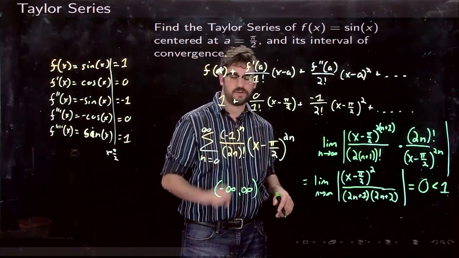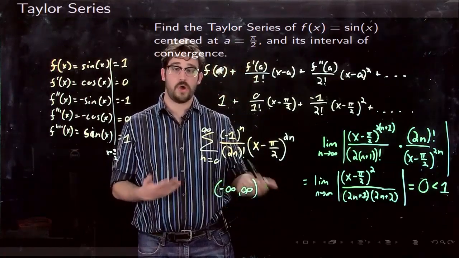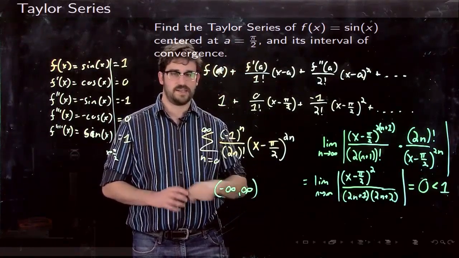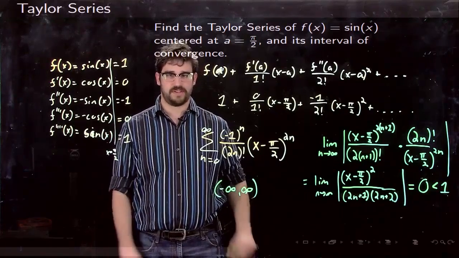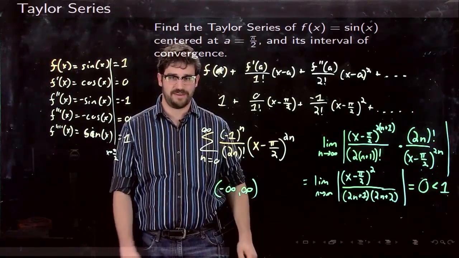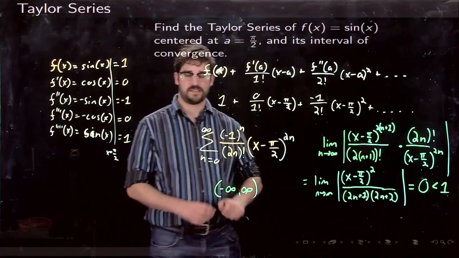So we have our Taylor series and we have our interval of convergence. We don't need to test endpoints because you don't test endpoints for negative infinity and positive infinity. Those are always soft brackets. All right, let's move on.